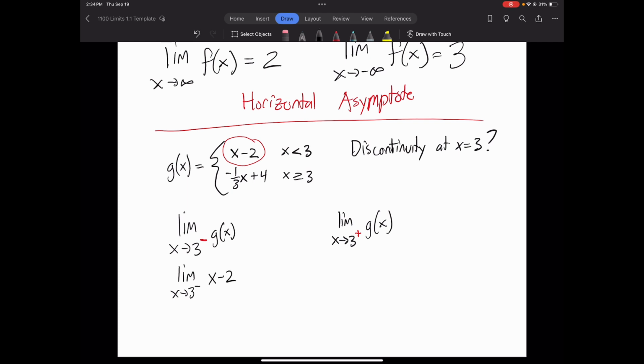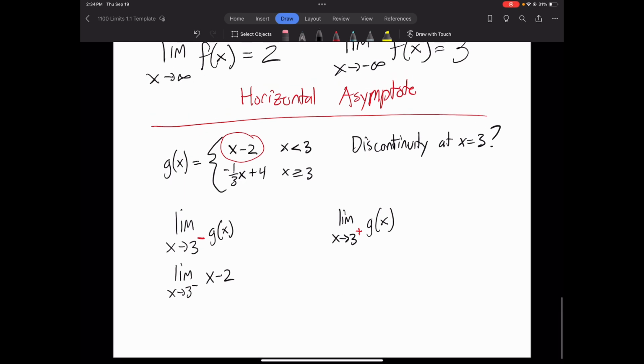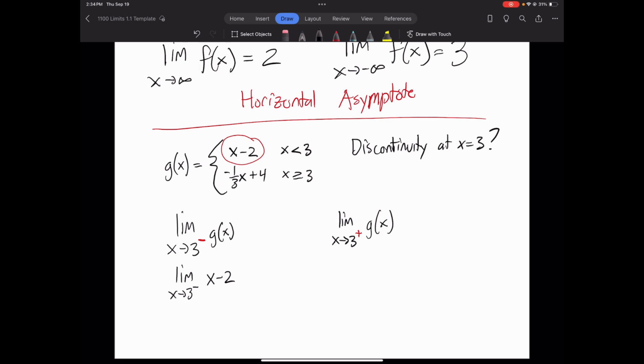Once again, since that's a very simple linear function, to evaluate that limit, all I need to do is just plug in 3. Plug in the value that I'm looking at and see what happens. And so this gives me 3 minus 2, which equals 1. So that's what my limit is equal to if I'm approaching from numbers slightly less than 3. And notice we didn't need a graph to do that. I did that just by plugging the value into my function.